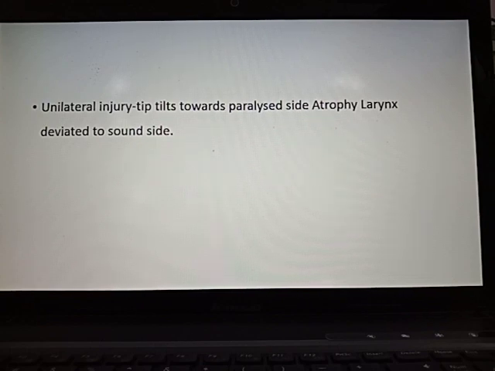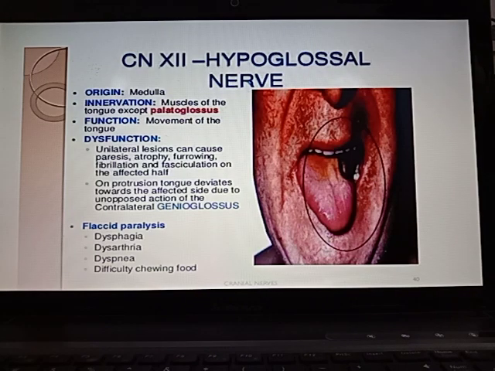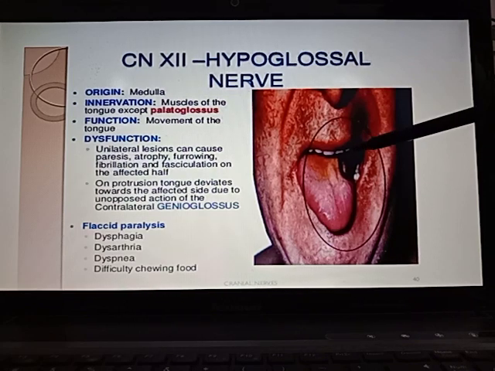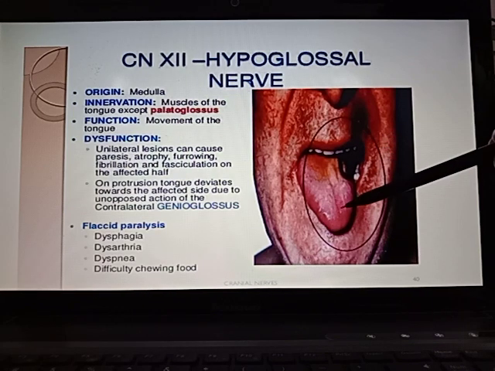Okay. In case of unilateral injury, the tip of the tongue deviates towards the paralyzed side and there is atrophy of this part of the tongue and the larynx deviates to the sound side, and it looks like this. It looks like this: this is the atrophic part of the tongue and the tip deviates towards the affected side.